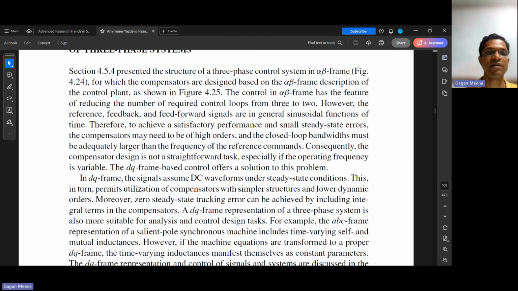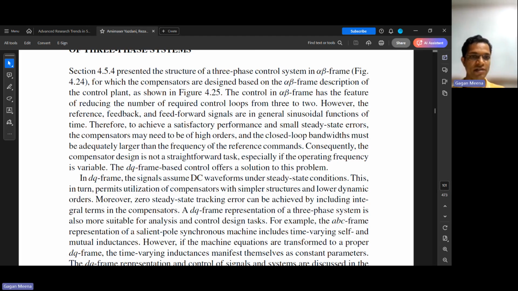However, the reference, feedback and feed forward signals are in general sinusoidal functions of time. Therefore, to achieve satisfactory performance and small steady state error, the compensator will need to be of high order, and the closed loop bandwidth must be adequately larger than the frequency of the reference commands. Consequently, the compensator design is not a straightforward task, especially if the operating frequency is variable.